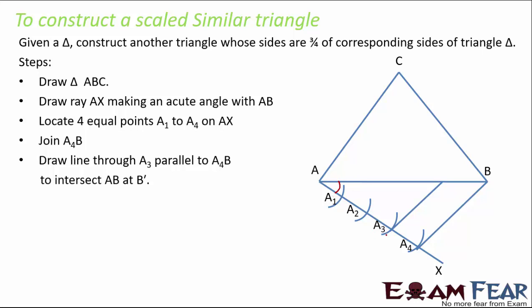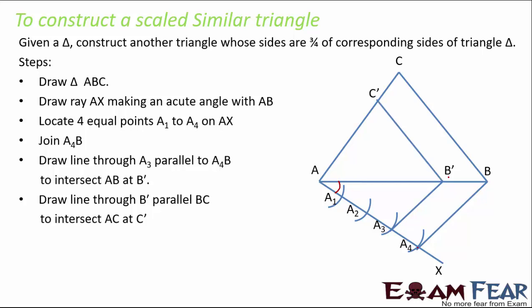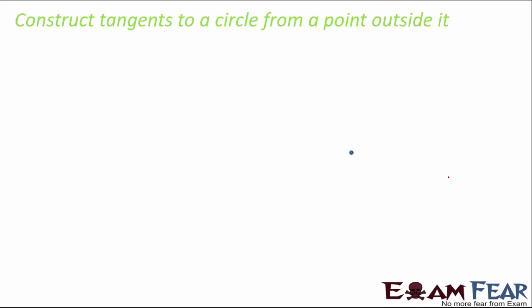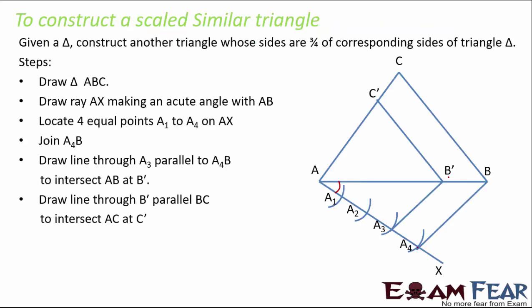So you see we have drawn this line AB dash which is parallel to A4B. So these two are parallel. So we have drawn a line like this. Now draw a line through B dash parallel to BC to intersect AC at C dash. Right? So now what happens? What do you see? So you see that you ended up constructing a triangle A, B dash, C dash, which is similar to triangle ABC, but whose sides are 3/4 of the sides of ABC.